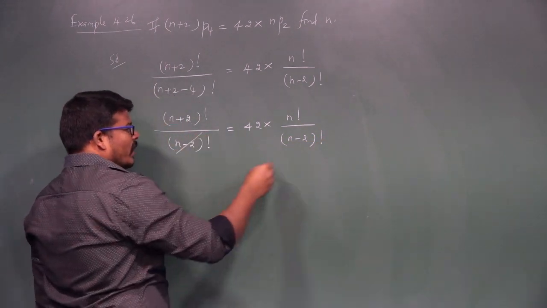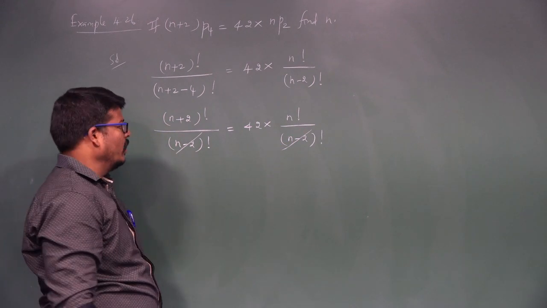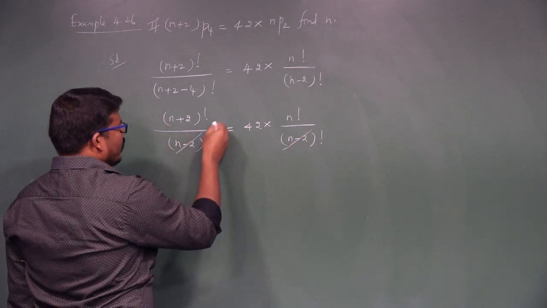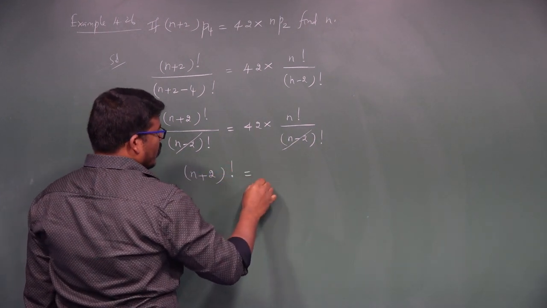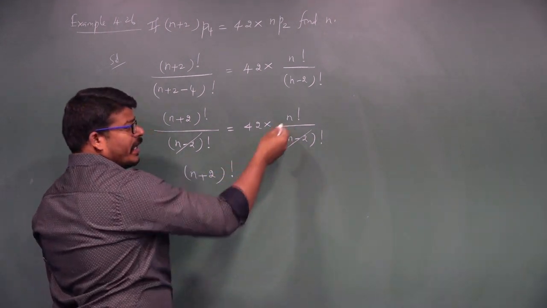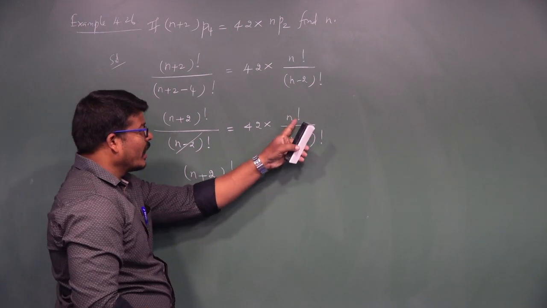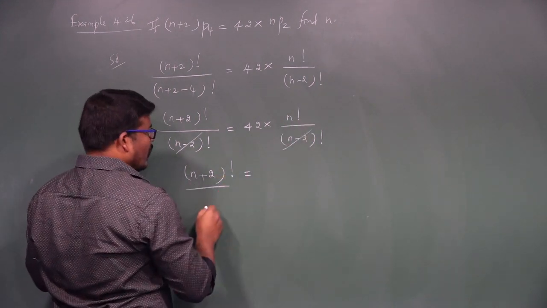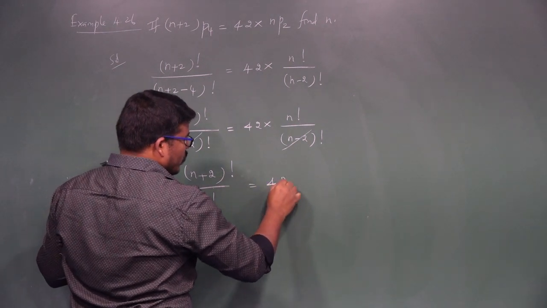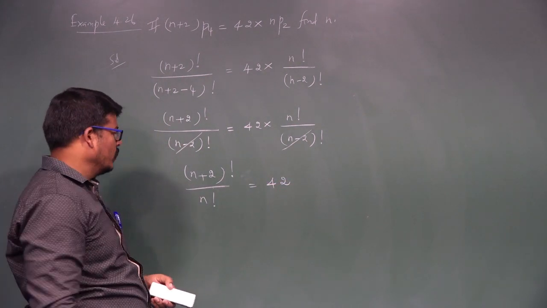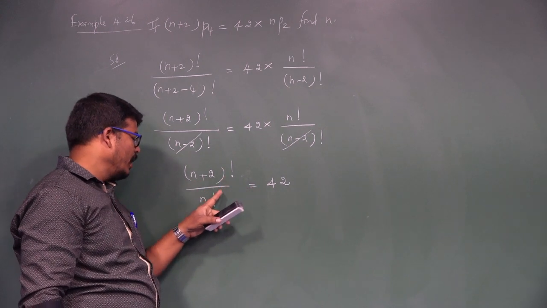Now the (n minus 2) factorials cancel. Remaining: (n plus 2) factorial equals 42 into n factorial. The n factorial on this side, divide the value. So 42 equals (n plus 2) factorial by n factorial.